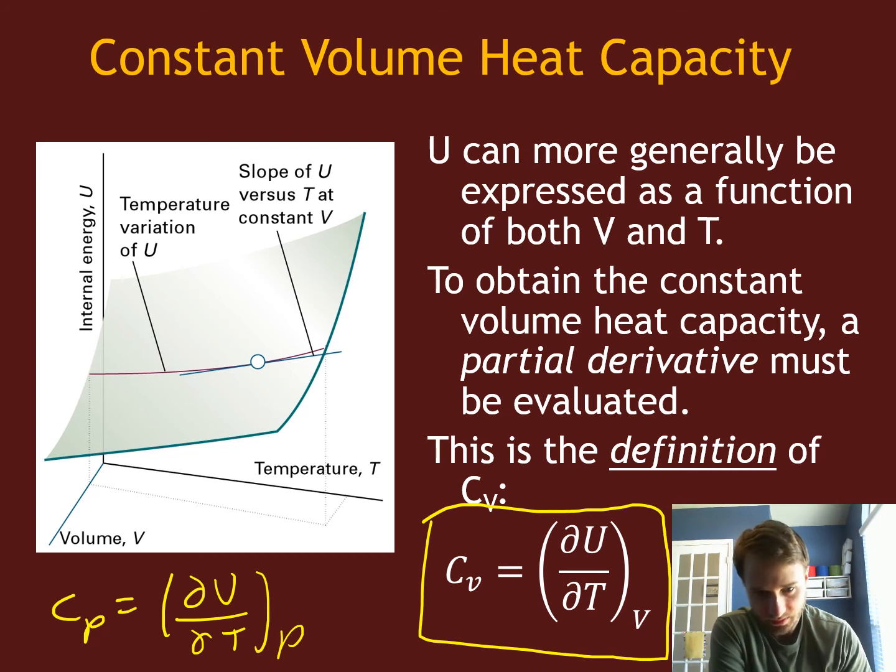Actually, for C_P this isn't dU/dT, it ends up being dH/dT, but we'll get to that later. But this is a partial derivative. Again, we treat this as just dU/dT, assuming everything else is constant. And that's what the heat capacity at constant volume is equal to, that slope, that derivative of the internal energy with respect to temperature.